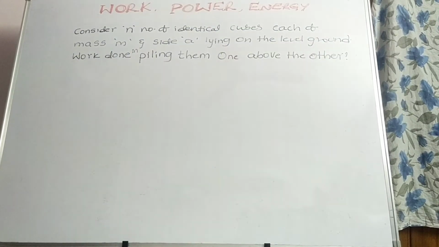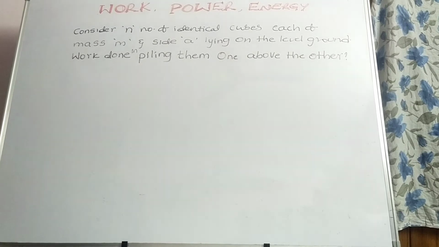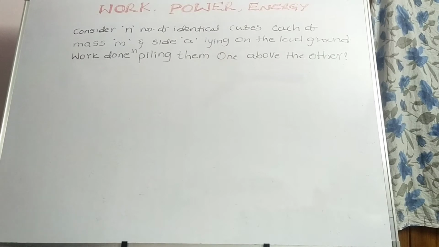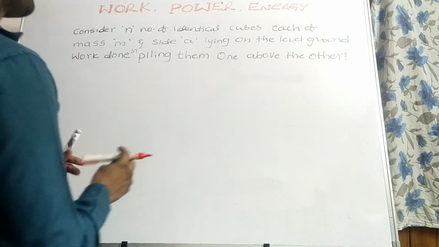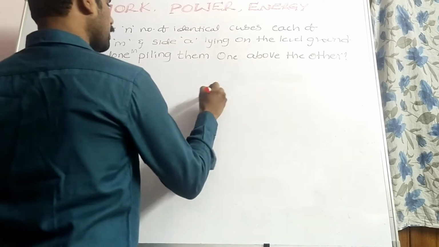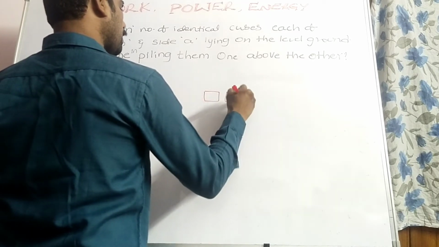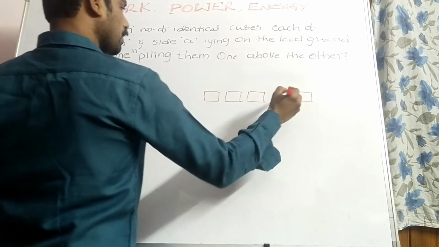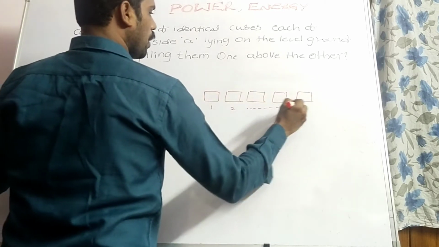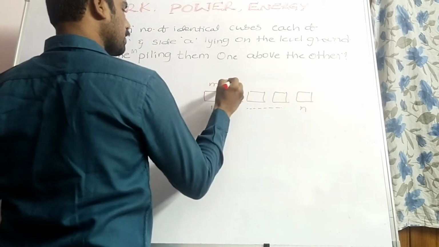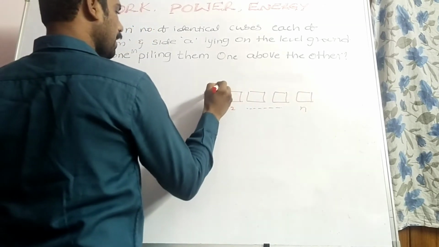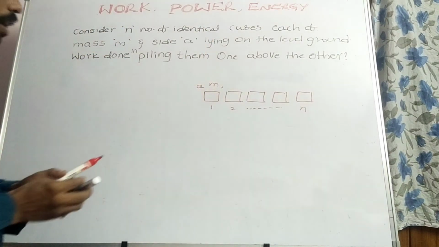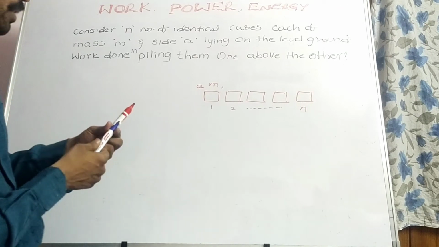So now here we have n number of identical cubes, each of mass m and side a, lying on level ground. Find the work done in piling them one above the other. Let us consider n number of identical blocks, 1, 2 and so on up to n. Each block has mass m as well as side a.